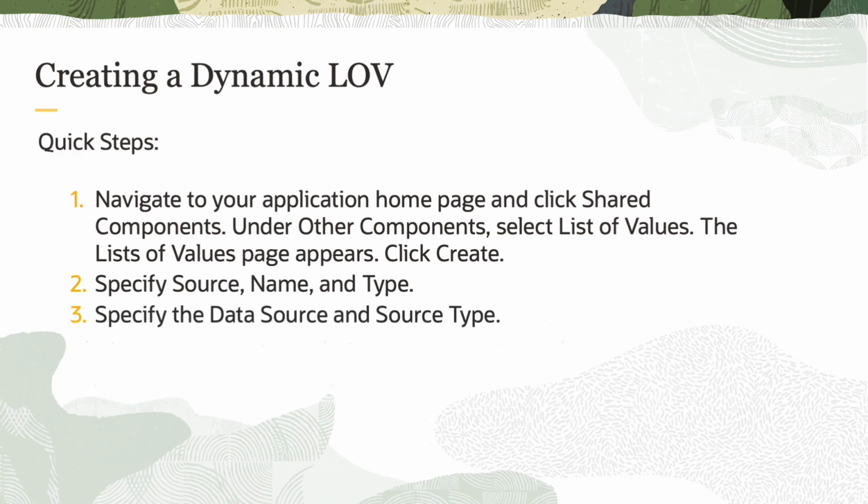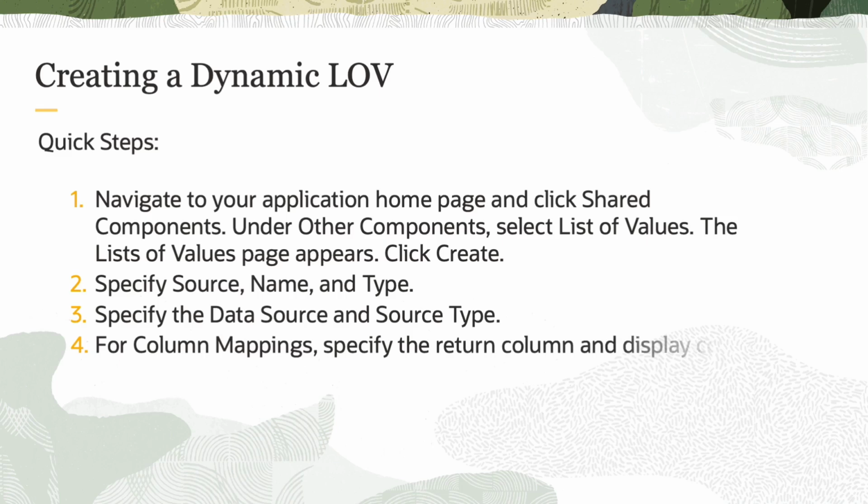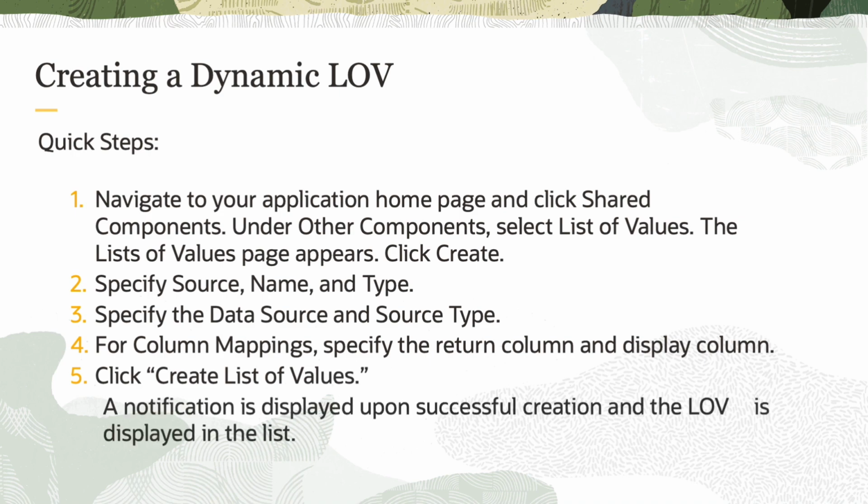Specify the data source and the source type. For column mappings, specify the return column and the display column. Click Create List of Values. A notification is displayed upon successful creation and the LOV is displayed in the list.